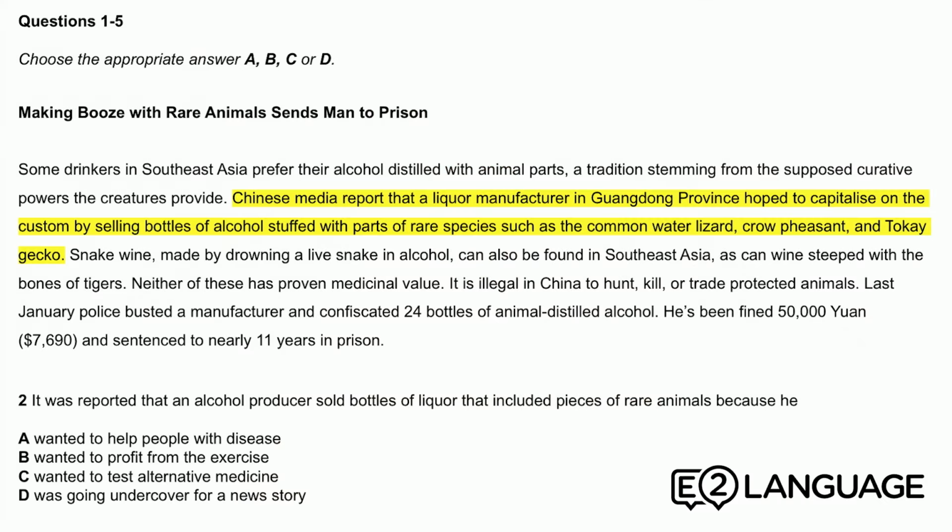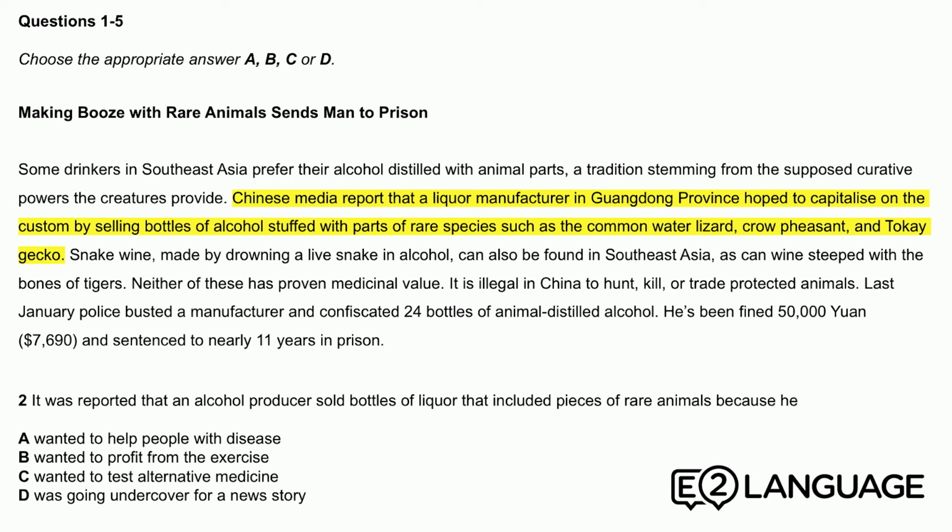Let's do another one. Okay, so the next part of the paragraph, by the way, it doesn't always go sentence by sentence like this. Sometimes you have to read a few sentences or an entire paragraph before it gets to the next question. Nevertheless, this one says, Chinese media report that a liquor manufacturer in Guangdong province hoped to capitalize on the custom by selling bottles of alcohol stuffed with parts of rare species such as the common water lizard, crow pheasant, and tokay gecko.